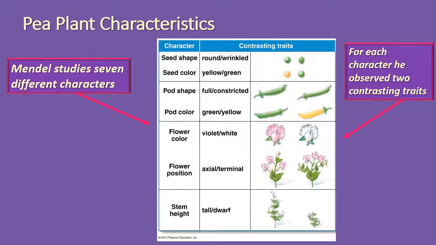So this is what he studied. You can see the different characters. There were 7 different characters. So we have seed shape, seed color, flower color, stem height, all of those. And then for each character, there were exactly 2 contrasting traits. So like I said, if there had been multiple, like the peas could be green, yellow, or brown or something, I think that would have made it a little more confusing for Mendel. But luckily that was not the case.